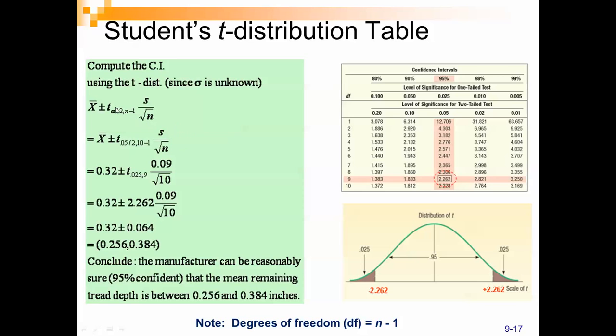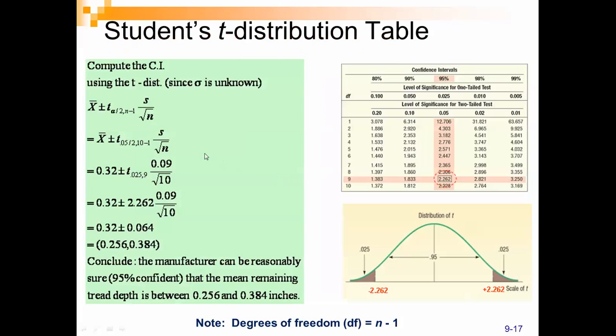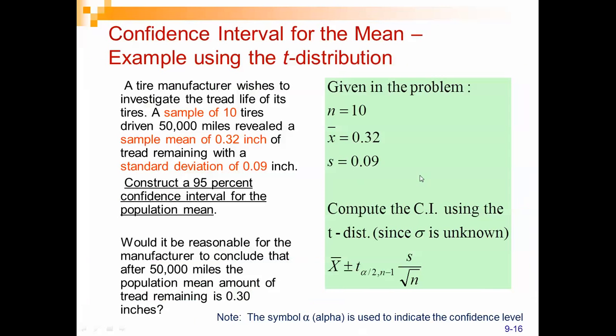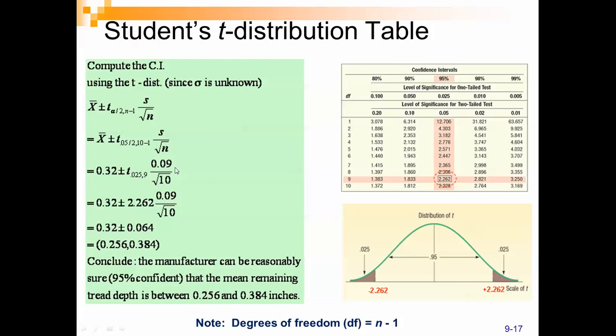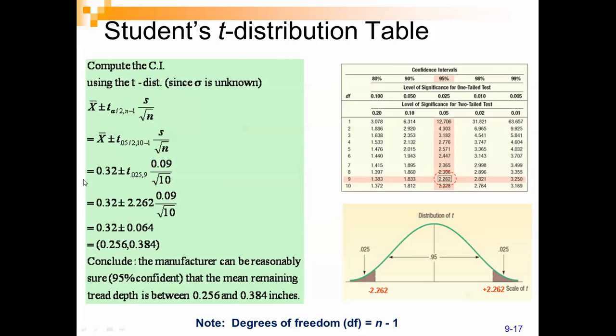and so we plug in our t value, and then we plug in our other values, which we already had. We already had our standard deviation, and we had our n. So now we have our t value of 2.262. We have our s value of 0.09, which was right here, our sample standard deviation, and then we have our 10, which is our n here. And of course we have our 0.32, which is our x bar right here.